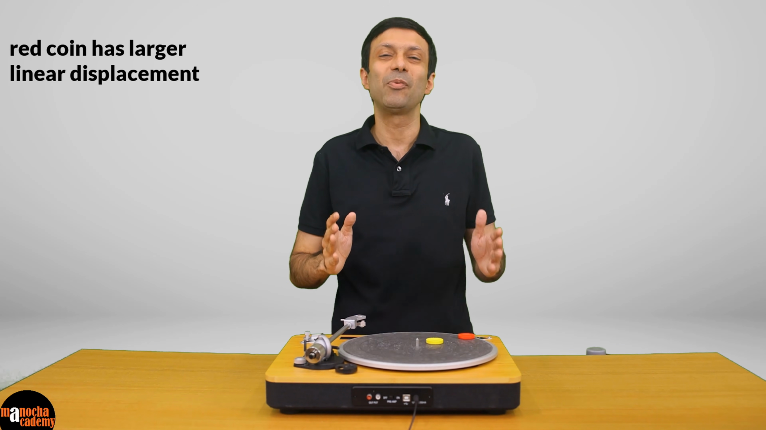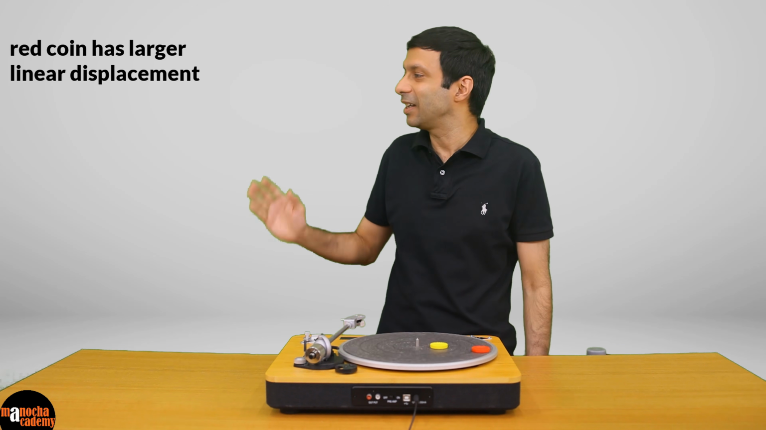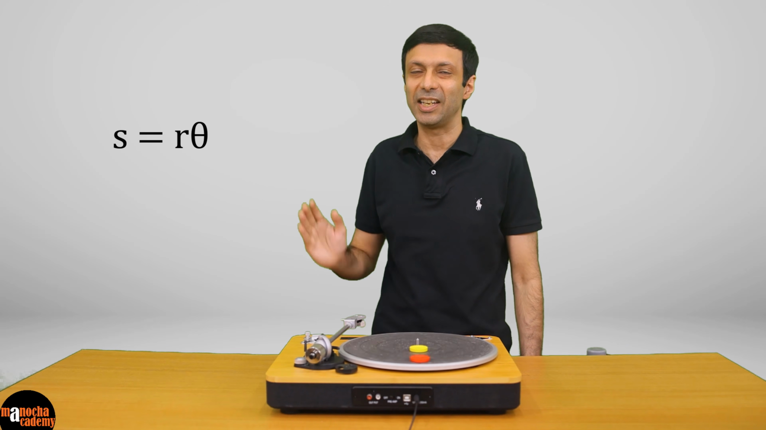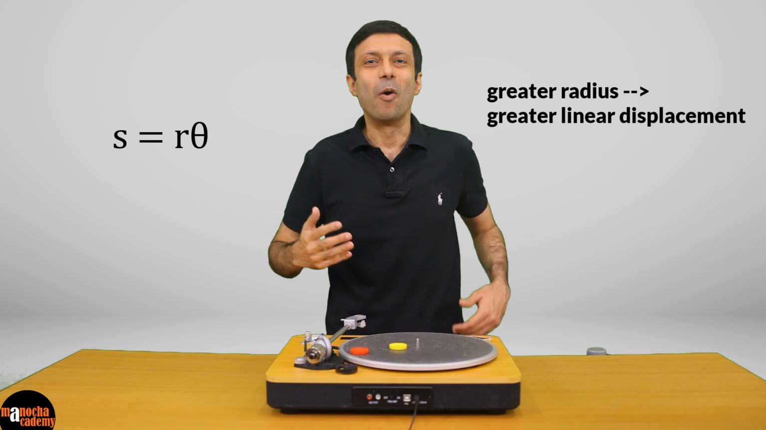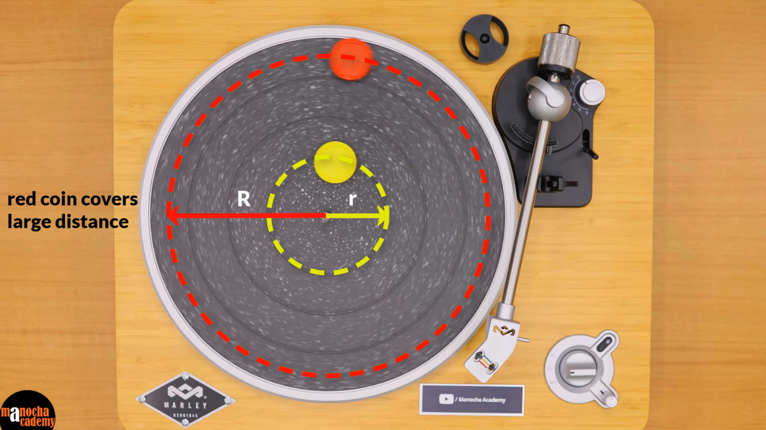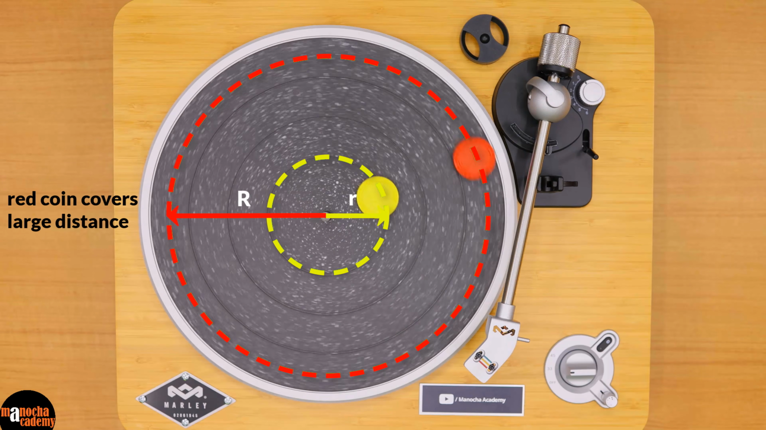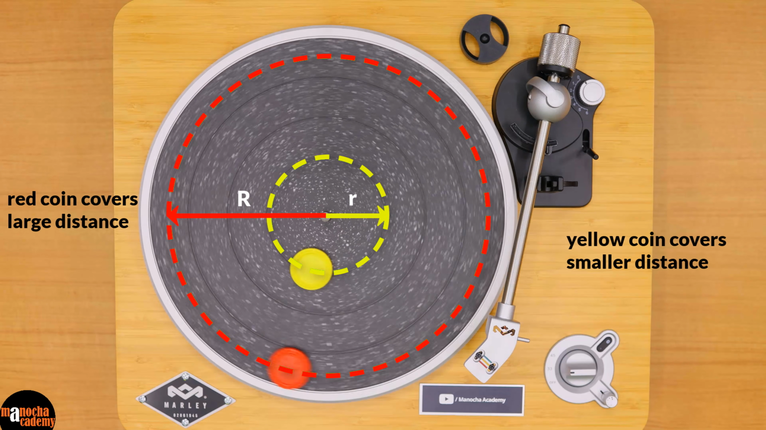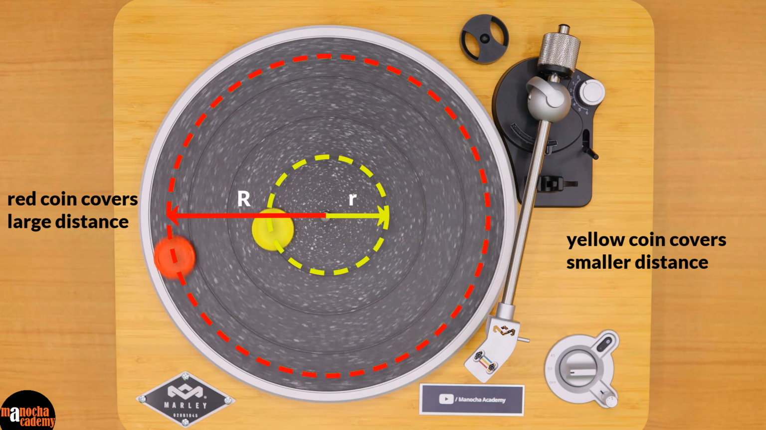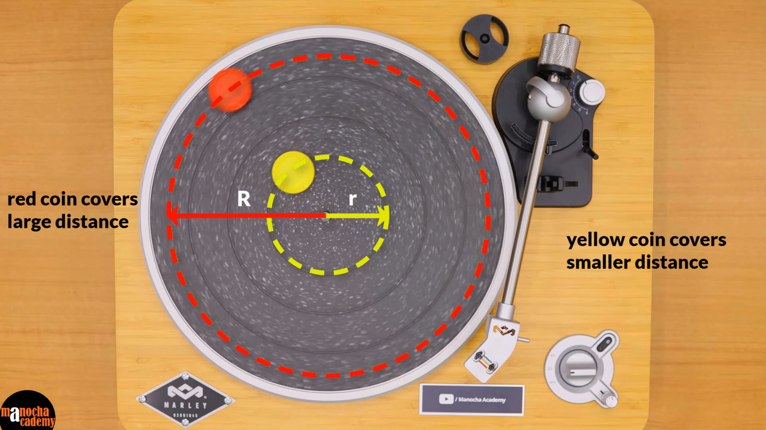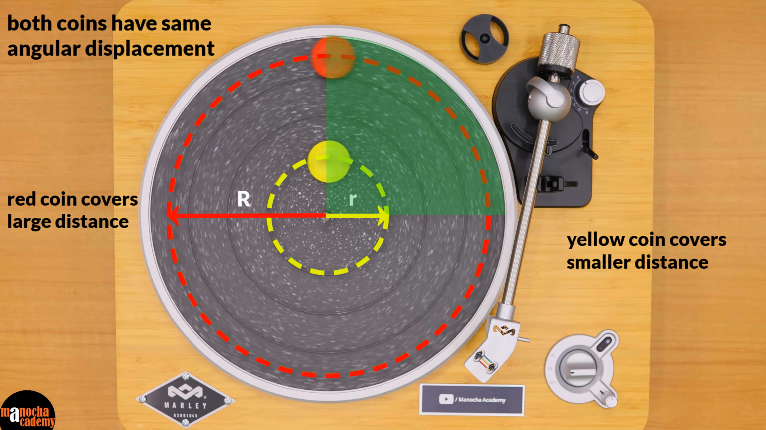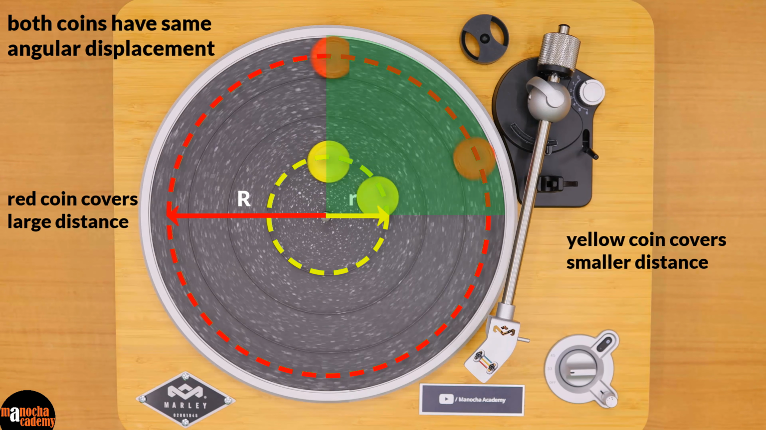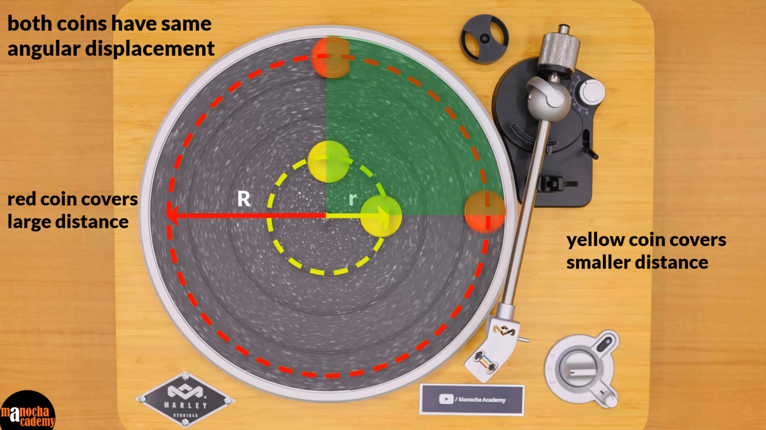And this is exactly what we expected because the formula is S equal to R theta. So greater the radius, more will be the displacement. So you can see the red coin is covering a much larger distance as compared to the yellow coin. The yellow coin rotates in a small circle, but the red coin is rotating in a much larger circle, even though both are having the same angular displacement.